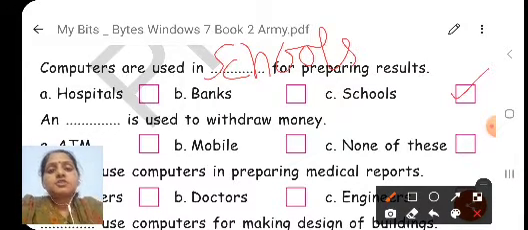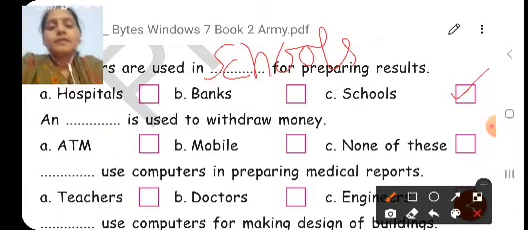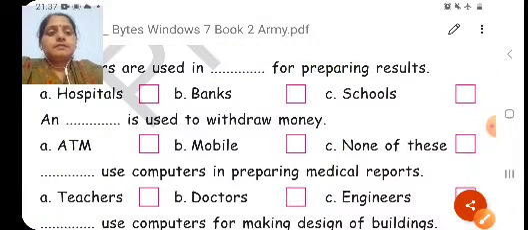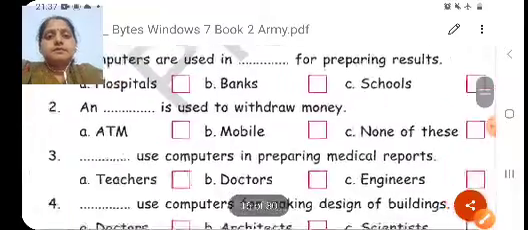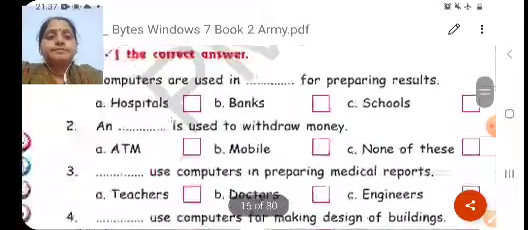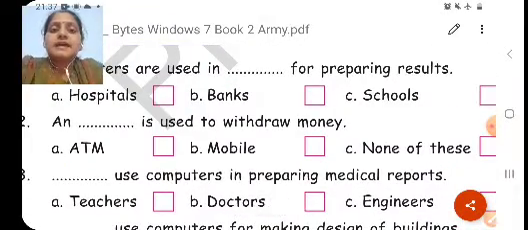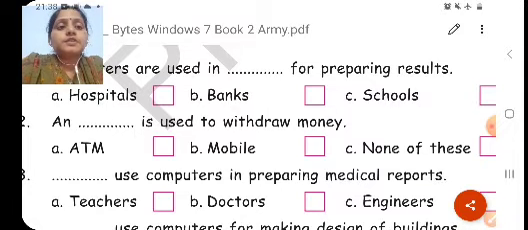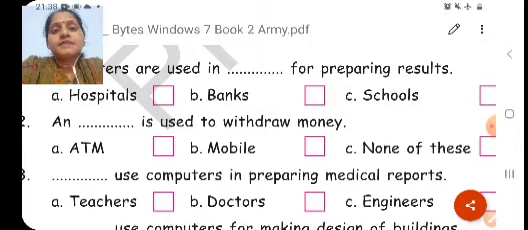Now second one children, second question is, dash is used to withdraw money. So children, here 3 options are there: ATM, mobile, none of these. Mobile is not at all used for withdrawing money, and none of these means neither A nor B is the answer, then we tick none of these.